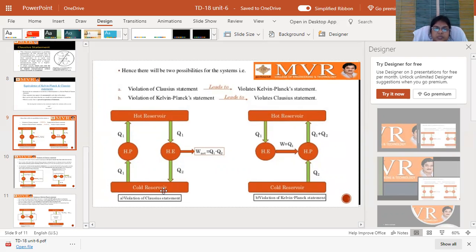So here we consider the violation of the Clausius statement. What is it? This is Q1 and this is Q1. This is a heat pump and this is heat energy. What is our heat pump doing? We want to supply heat from Q1 to Q2, and it violates the Clausius statement. Why? Because here we do not supply any work. So it is a violation of the Clausius statement.